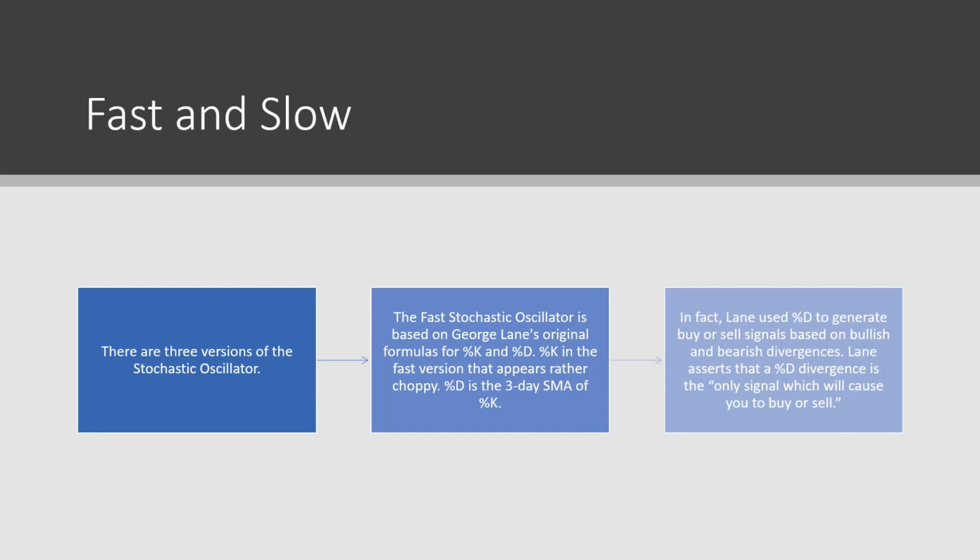So there are three versions of the stochastics oscillator. The fast stochastics oscillator is based on George Lane's original formula, the %K and the %D. The %K is the faster version that appears rather choppy, and the %D is the 3-day moving average of that. In fact, Lane used the %D to generate buy and sell signals based on bullish and bearish divergence.